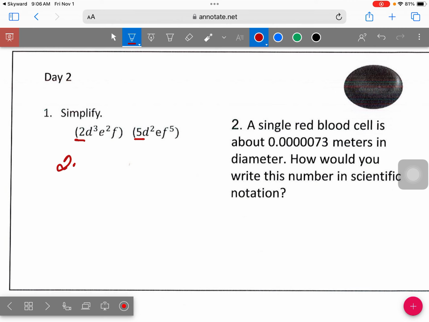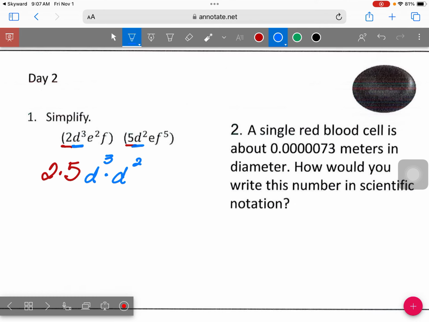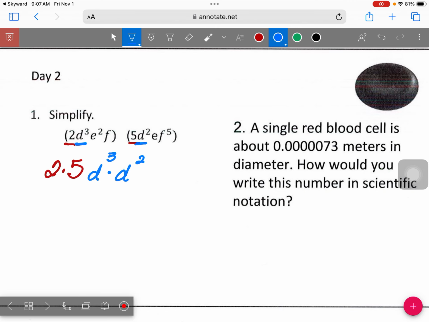So I have 2 times 5, and then I have d to the third and d to the second. Those are 2 powers. So I take d to the third times d to the second, because I'm putting them together because they have the same base.